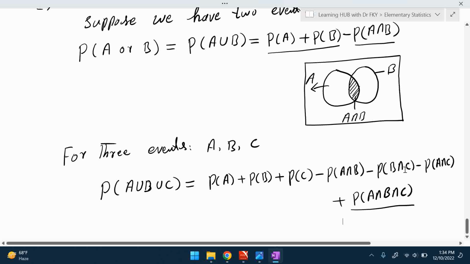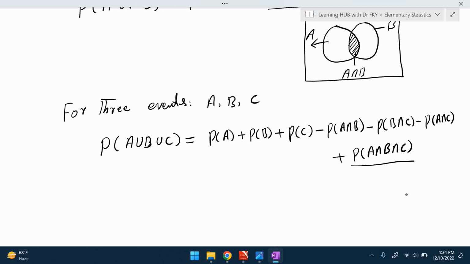And similarly, C is removed once with B, and similarly, C is removed once with A. So twice it is removed. Therefore, I am adding all these once more to get the exact probability. So this is the interpretation for two events and for three events, and you can extend it to more events.